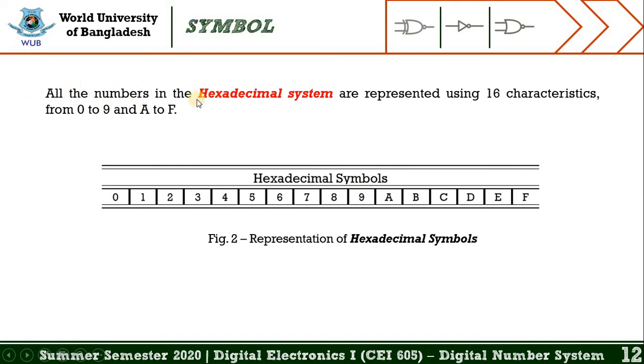From this slide we may learn the symbols of the hexadecimal system. All the numbers in the hexadecimal system are represented using 16 characters, from 0 to 9 and A to F, including these numbers. Figure 2 represents the symbols of hexadecimal numbers. So let's move into the next slide.